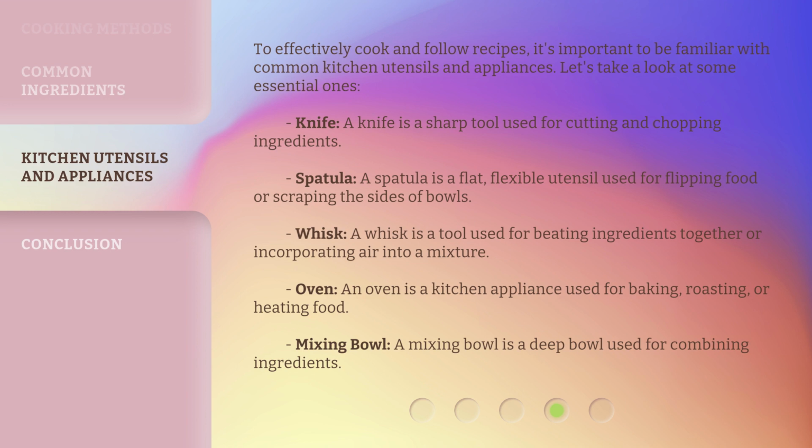Oven. An oven is a kitchen appliance used for baking, roasting, or heating food. Mixing bowl. A mixing bowl is a deep bowl used for combining ingredients.